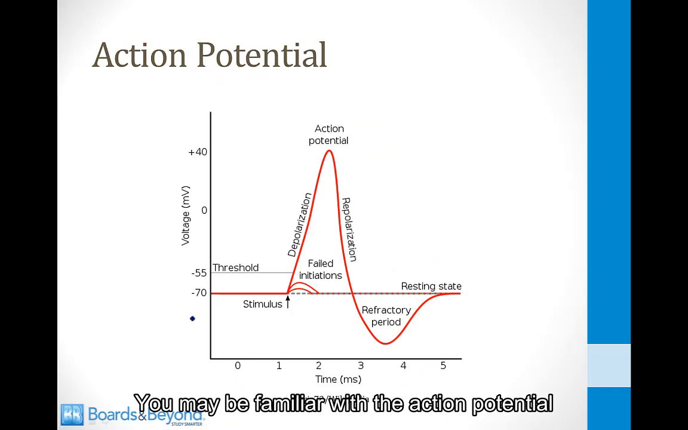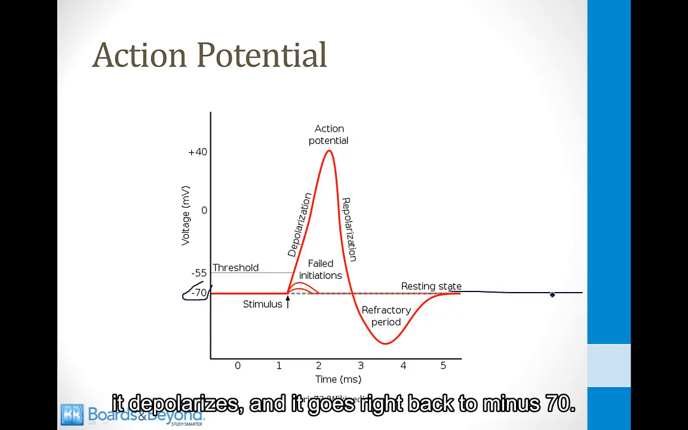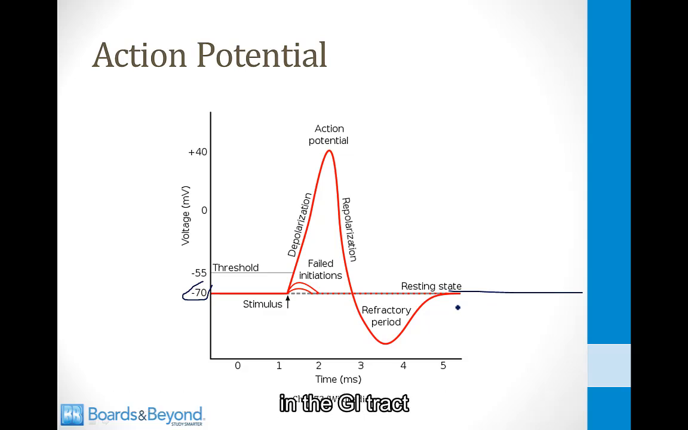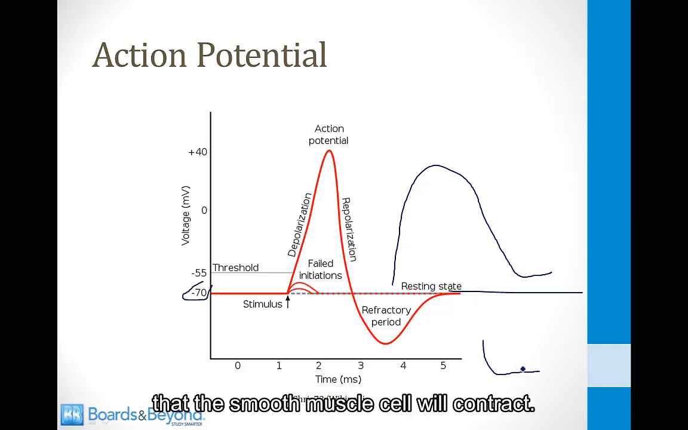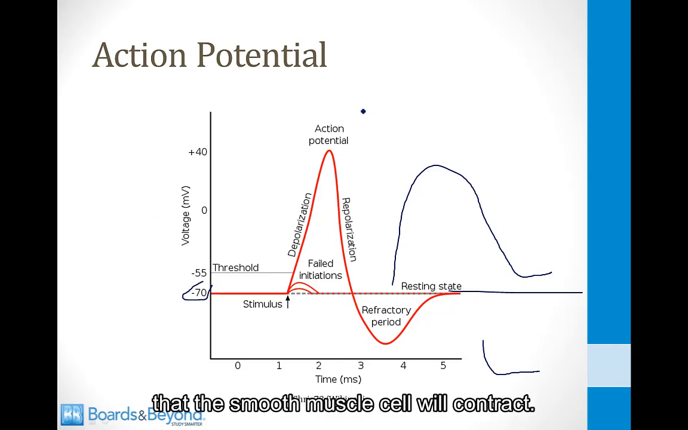You may be familiar with the action potential inside of neurons. I've shown one of those on the screen here. And in a neuron, the voltage starts at -70, it depolarizes, and it goes right back to -70. What's happening inside the smooth muscle cells in the GI tract is that this resting state is fluctuating. It's going up and down. Obviously, when it's very low, it's hard for an action potential to occur, and it's very unlikely that the smooth muscle cell will contract. When the voltage gets very high, it's easy for an action potential to occur, and it's very likely that the smooth muscle cell will contract. And in this way, the slow waves control the rate of contraction along the muscles of the GI tract.